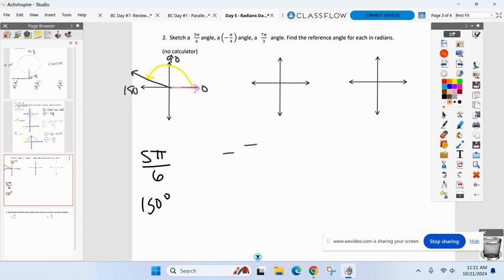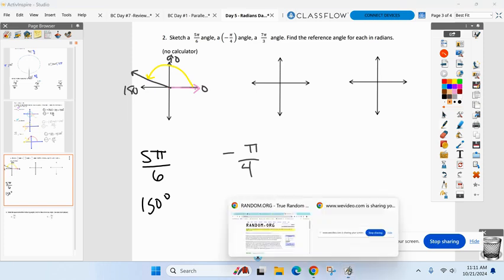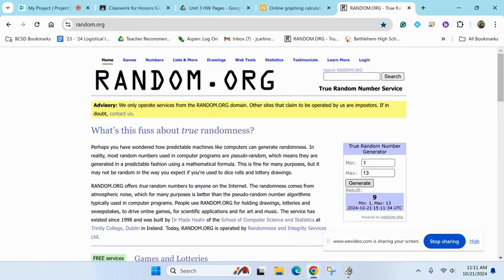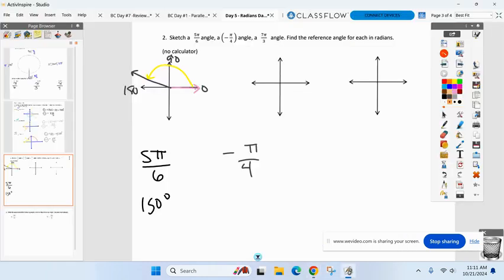Negative pi over 4. No time to go to the calculator and convert. What's that automatically going to turn into? One of them that we should know right off the top. Pi over 4. Go back to the beginning here. Pi is 180, but then I'm dividing it by 4. 45. Again, remember, pi is always 180. So you can always take 180 divided by whatever number is on the bottom.